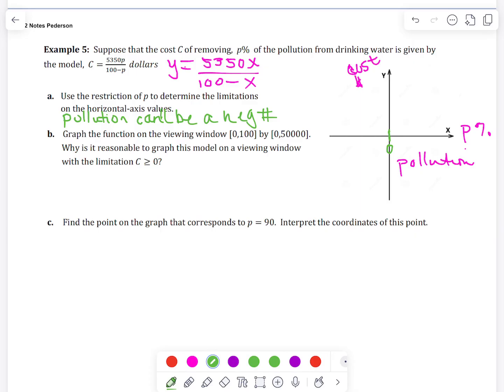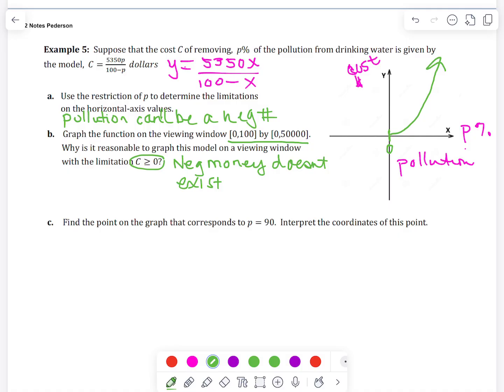Now we're going to graph on the viewing window. Why is it reasonable to graph this function on that window where we want the cost to also be greater than or equal to 0? Well, cost can also not be a negative number. We can't have a negative dollar amount. Negative money doesn't exist. All right, so when we graph it with that window, it looks something like this.